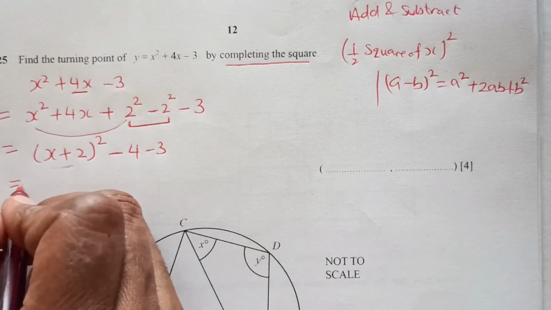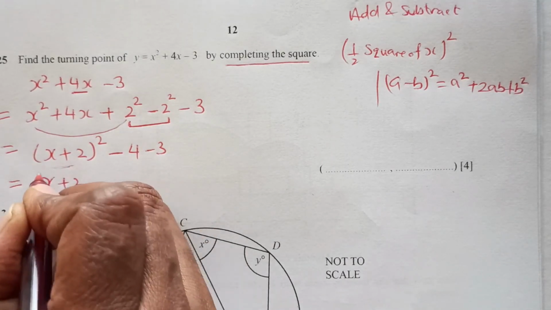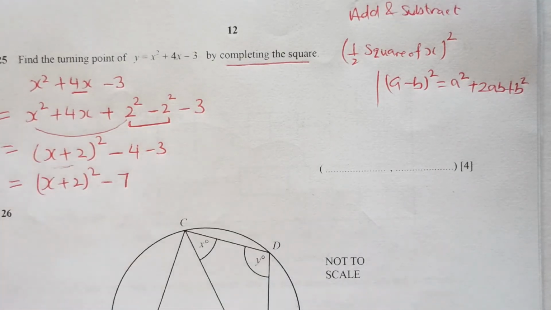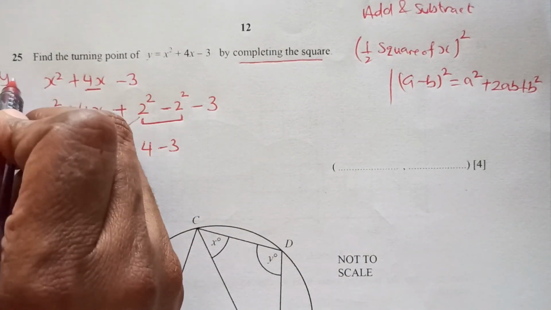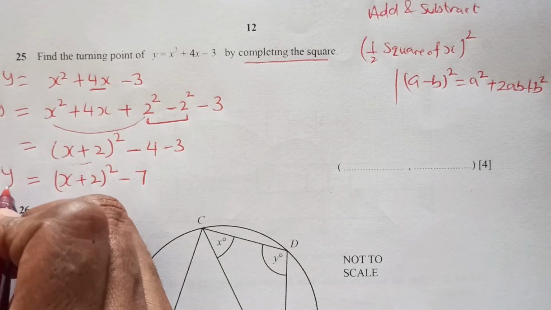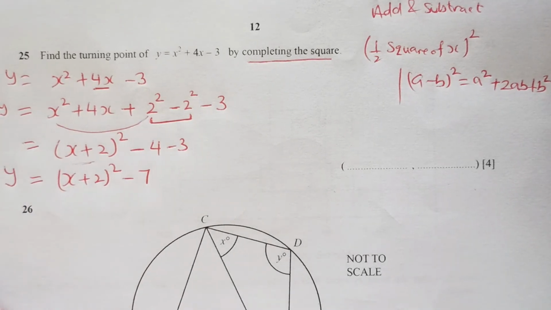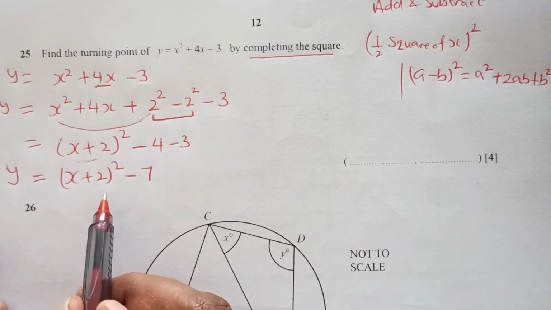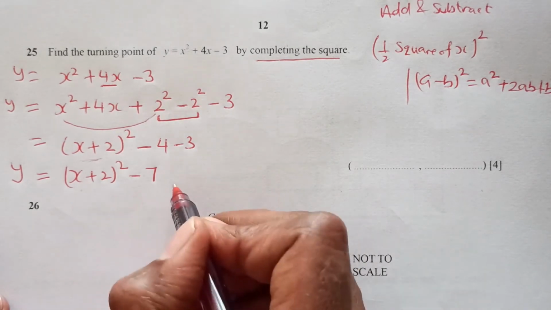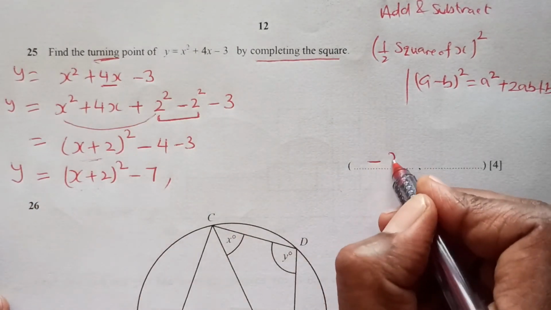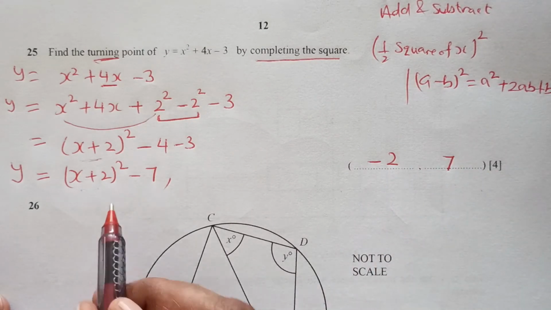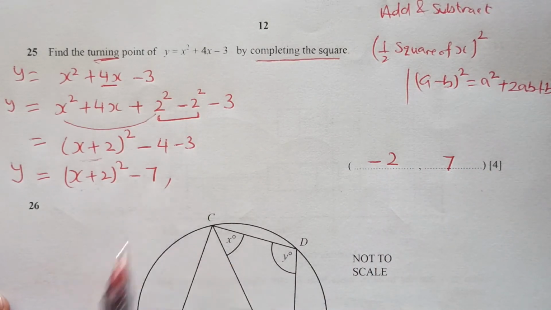Okay, so we have here (x plus 2) whole squared minus 7, and this is equal to y. All these are y, so our y is this. But we need the coordinates. If this is plus 2, what will be the turning point? The turning point will be (minus 2, minus 7). You can just change the signs of these two numbers here to get the turning point.